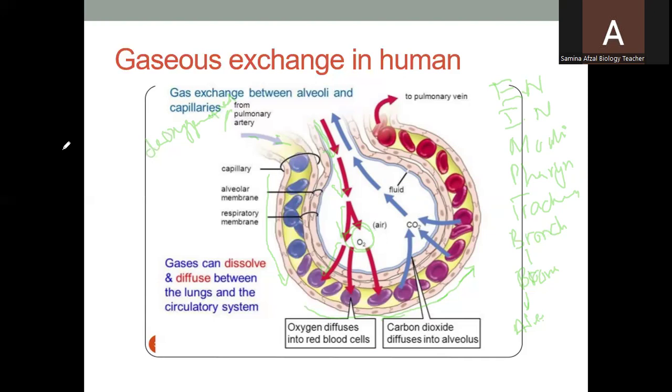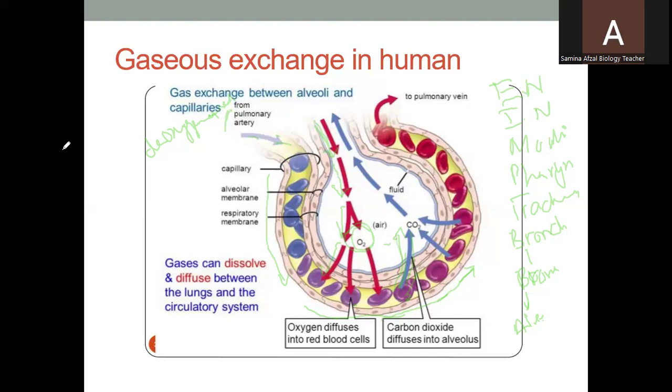That is, oxygen which is entering into the alveolus is in higher concentration. It will dissolve into the thin lining of moisture, and then it will enter into the capillary, because in the capillary the concentration of oxygen is low. So oxygen will diffuse into the capillary, whereas carbon dioxide, which is in higher concentration in the capillary, will move towards the lower concentration, which is in the alveolus.